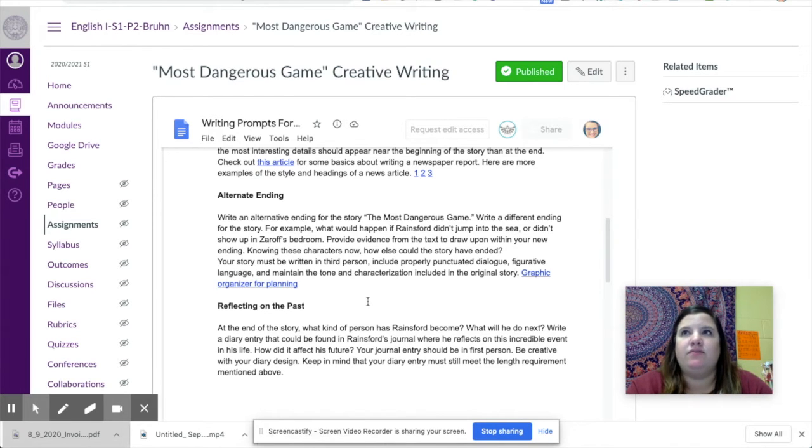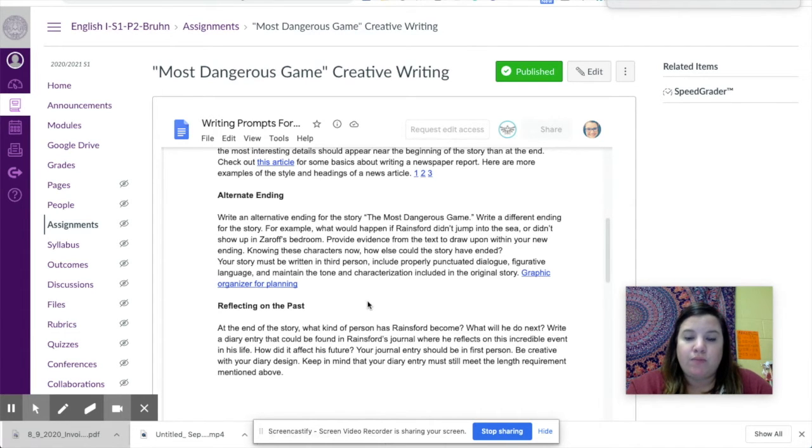I don't know, what if the general had fallen in the pit or something? So knowing the characters, how else could the story have ended? That's what you kind of want to think of. So your story needs to be written in third person. It needs to include dialogue, figurative language, and it needs to maintain the tone and characterization of the original story.